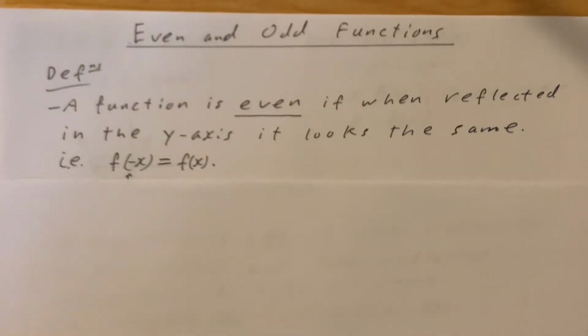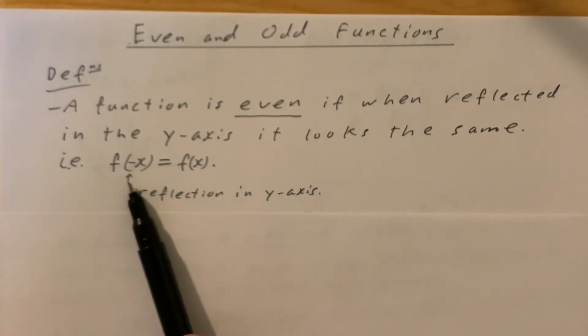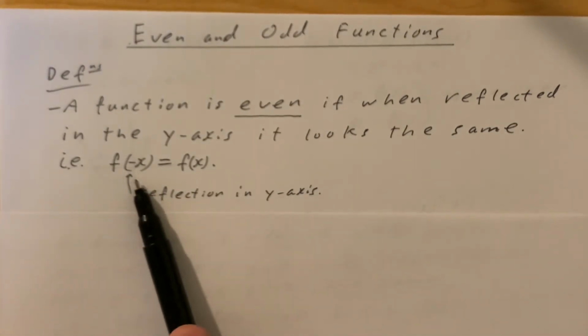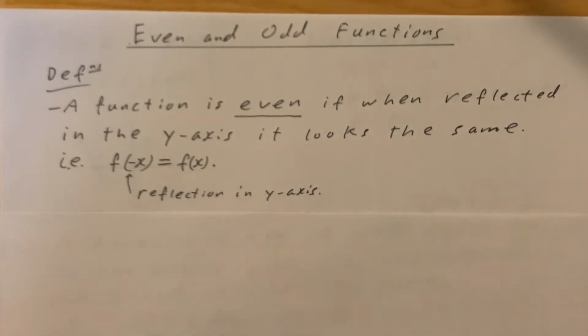Okay, so f of negative x equals f of x is the algebraic way of looking at it, where f of negative x is just a reflection in the y-axis. So if you reflect in the y-axis and it looks the same, it looks like f of x, then it's an even function.